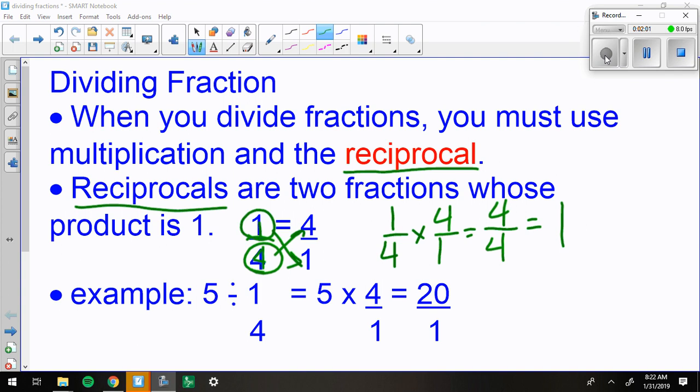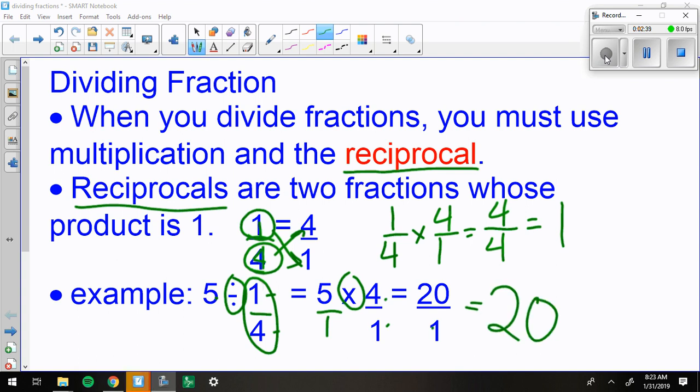So, for example, in order to do 5 divided by 1/4, I would need the reciprocal of 1/4. So my 5 stays the same. Remember, this is just over 1. I change my division to multiplication, and I use the reciprocal. I take my numerator and my denominator, and I flip them. So instead of 5 divided by 1/4, I have 5 times 4 over 1. Multiply my denominators, I get 1. Numerators, I get 20, equals 20. And we'll see more with whole numbers in a little bit.